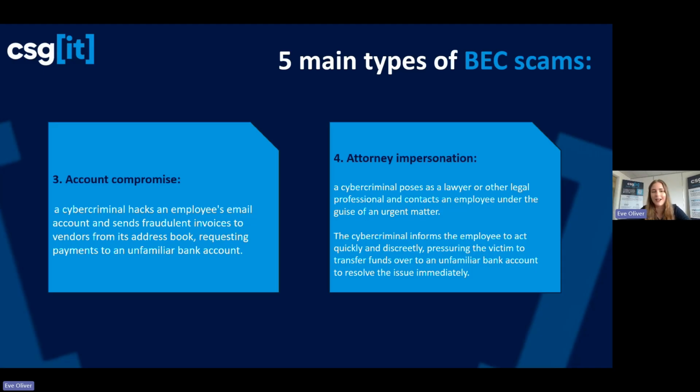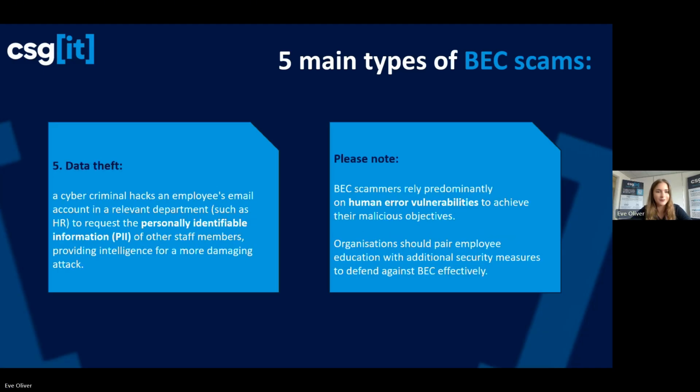The third one is account compromise. So this is where a cybercriminal hacks the employee's mail account and sends fraudulent invoices. And then attorney impersonation. So posing as a lawyer or any other legal professional and then contacting them through an urgent matter then. All things that we can all be victim of. So that's why having that extra layer of security can help protect. The last one before we move on is data theft, where cybercriminals hack the employee's email account in a relevant department such as HR, requesting that information.